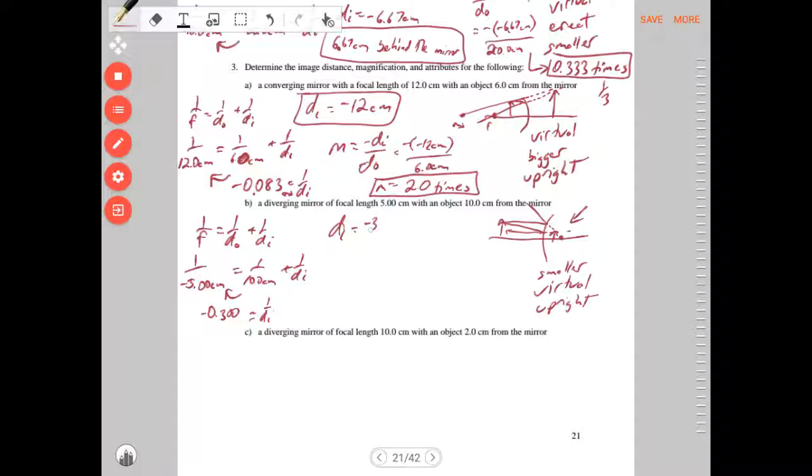So that's negative 3.33, right? Because we have 3 sig digs. Okay, centimeters. Well, we already know what that means. It means it's behind the mirror. Well, it should be behind the mirror, absolutely.